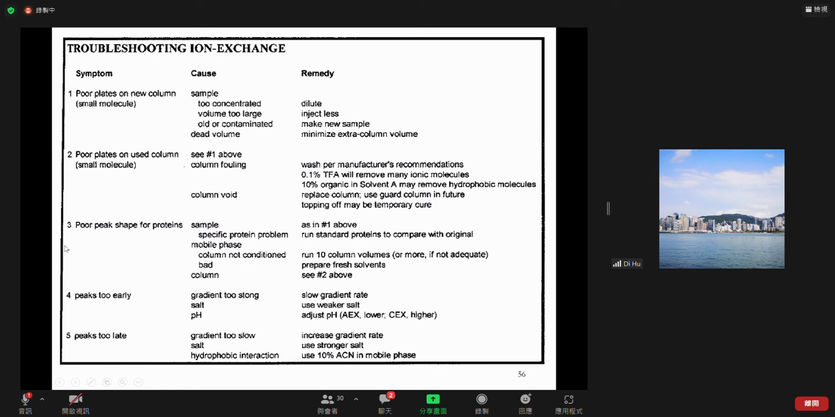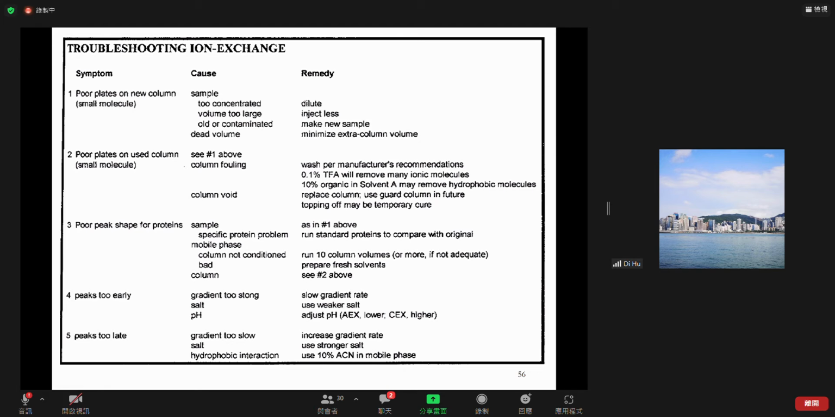Okay, so if you see poor peak shape for some of those samples, that is something you can think about, and this is the solution. But how about for these two, 4 and 5? For 4 and 5, if your peak comes up too early, that means the K value is too small. So what can influence the K value?